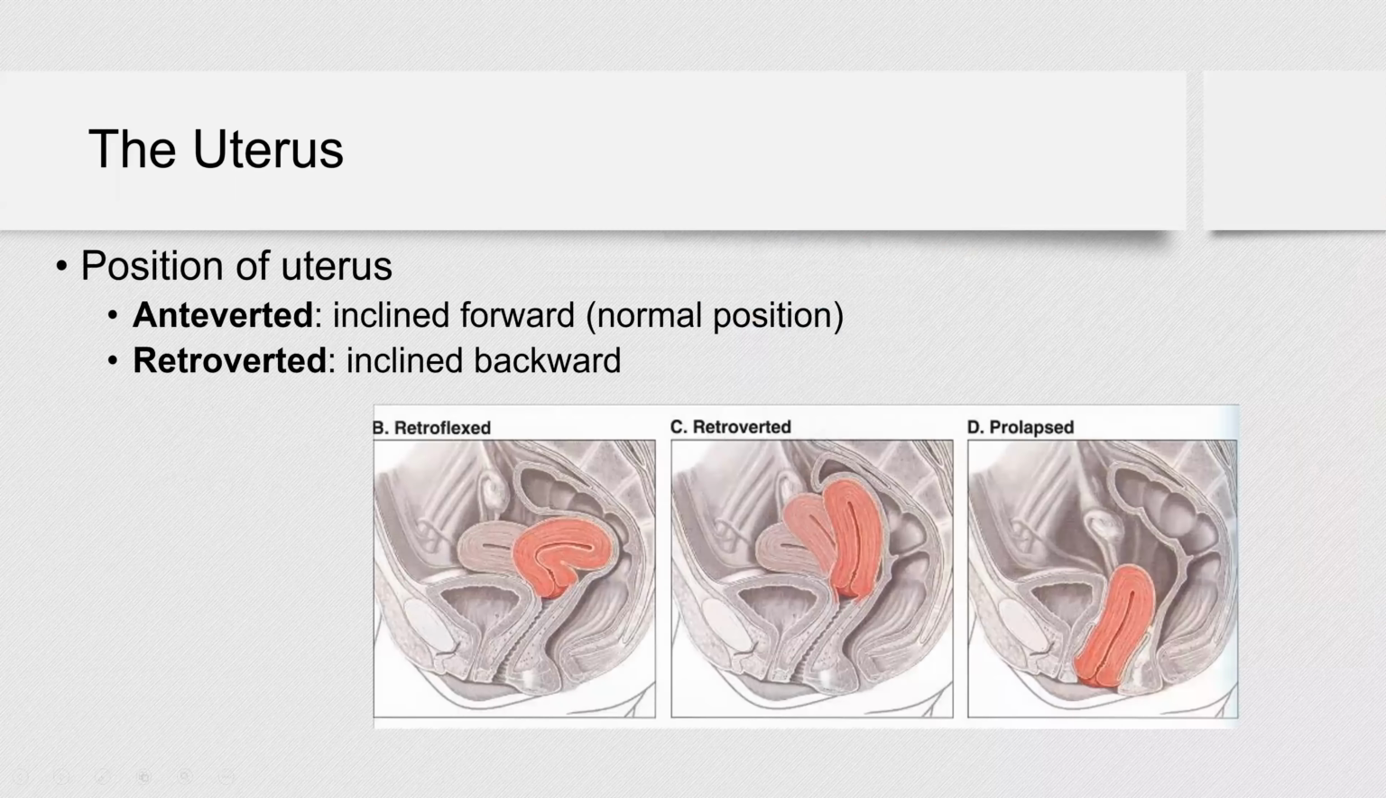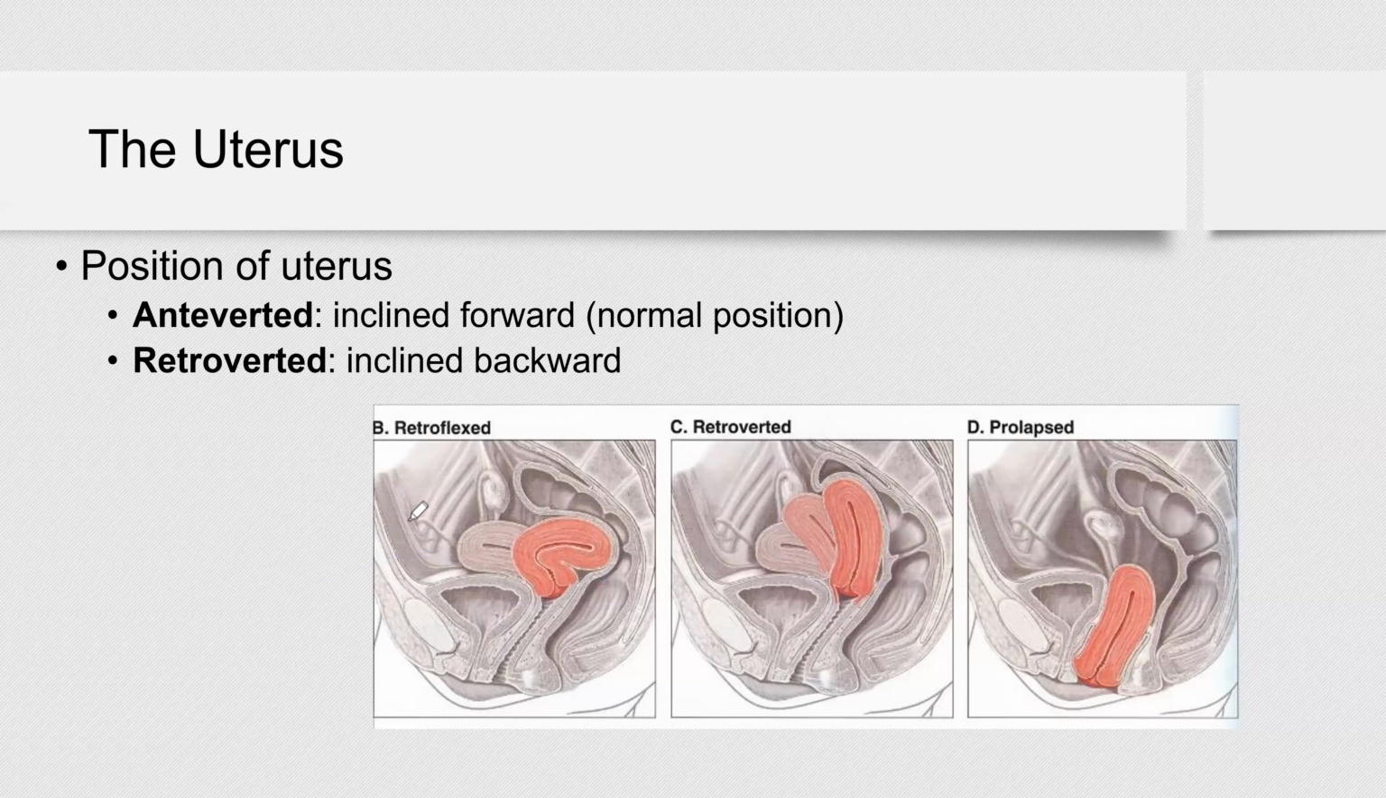Position of uterus. Anteroverted is a normal position. So if you look over here, this is normal position of the uterus. This is anterior part over here, and this is posterior. So antero means towards anterior. Verted means it is located towards anterior part of the body, anteroverted, inclined forward.